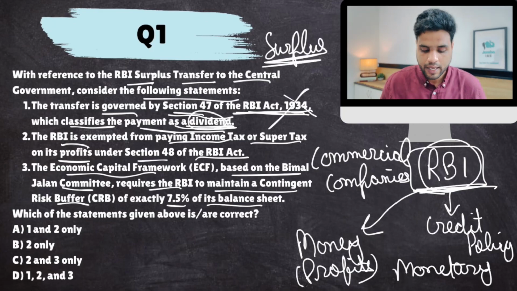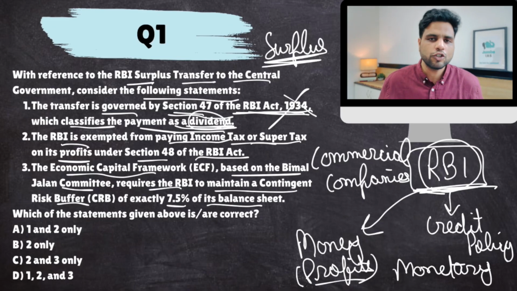Remember this. Now, yes, RBI earns profits and it is exempt from paying income tax on those profits. Naturally so, because RBI is there to perform a role for India's economy. You can't tax it. It is not a for-profit body. Okay, so this part is correct.